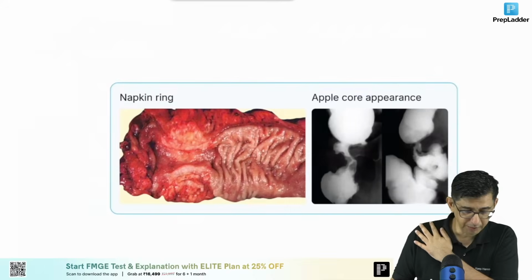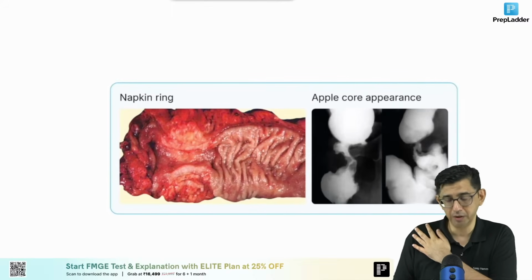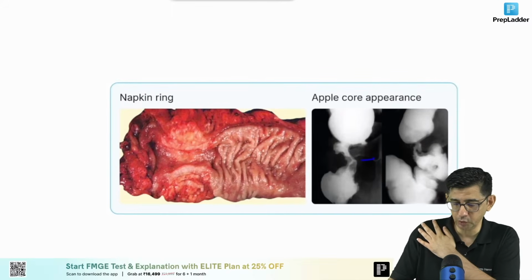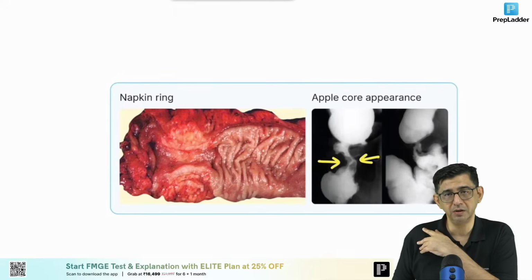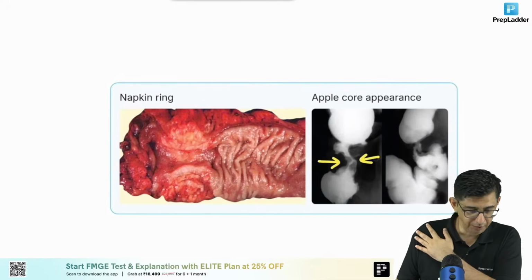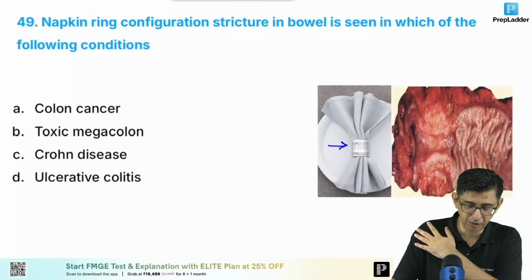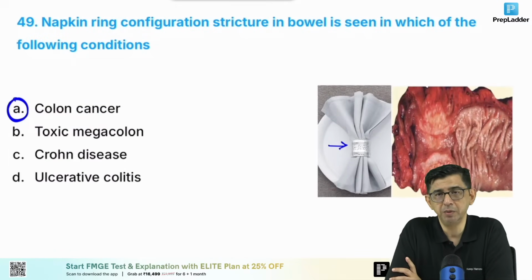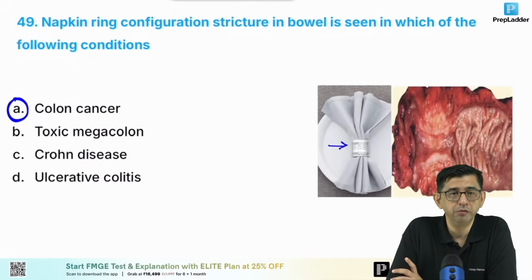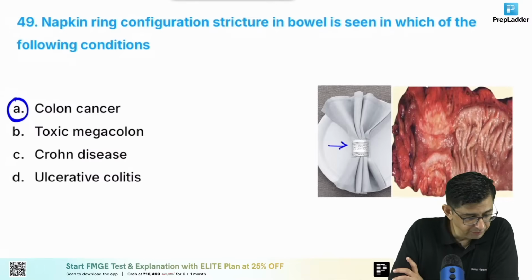That radiological appearance is called an apple core appearance, because the tumor is growing exponentially, so the contrast will have less space to pass across, and that's why we get that apple core appearance. This is a feature characteristically seen in colon cancer, and again it was an easy pickup. The radiological correlate of that would be an apple core appearance. So we are sorted for the current question.